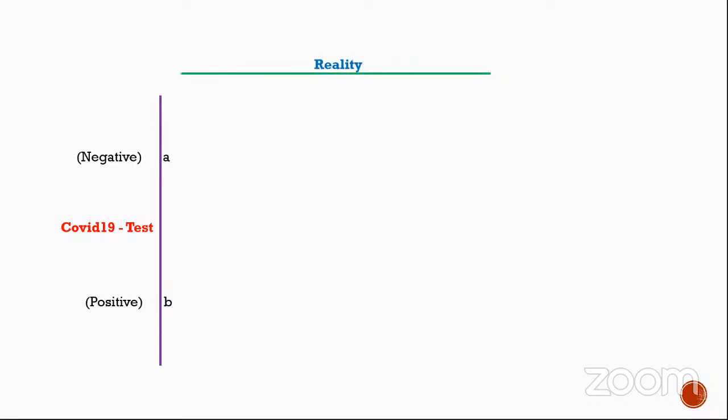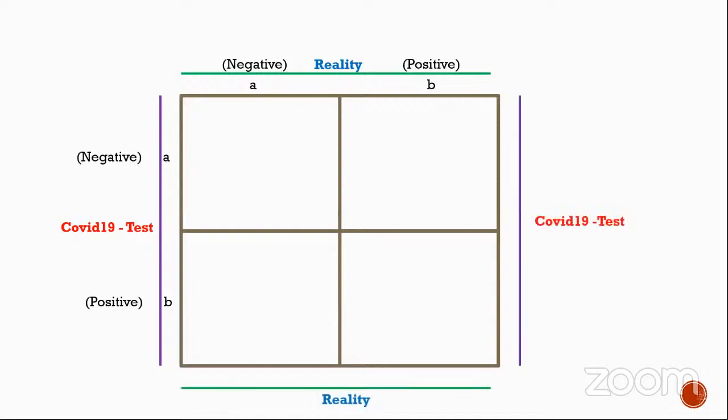So let's understand this type of error using the COVID-19 test. Suppose we have tested one person, and we found them either negative or positive. And in reality also, we have two possible outcomes. It may be negative or it may be positive. So suppose in the COVID-19 test, the person is negative, and in reality also the person is negative. So we have drawn a correct conclusion. In the COVID-19 test, we have found a person positive, and in reality also the person is positive. So we have drawn a correct conclusion.